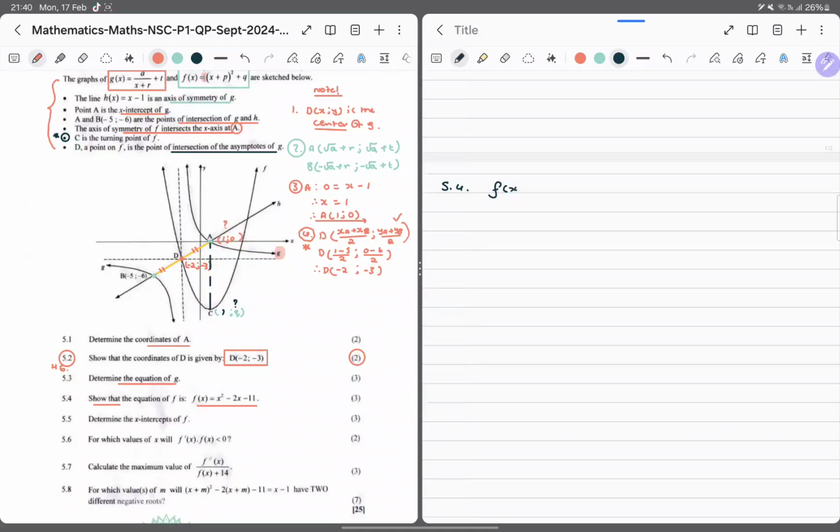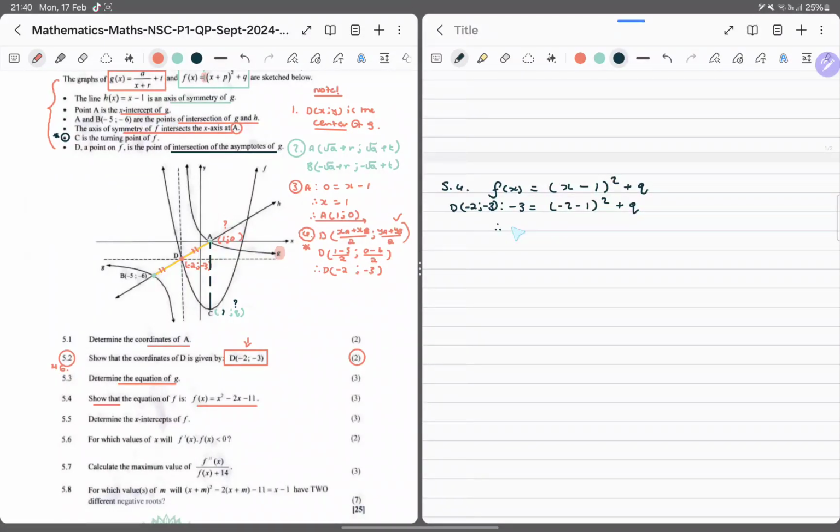So we know that f of x is x. Now we were told the axis of symmetry is through point A. So we will write, this is positive, so we write the opposite sign here, all squared plus q. Again, we have found a point that we proved because this is already given. This is the point on f, so we can use that. So D, which is minus 2, minus 3, will be such that minus 3 is equal to, where x is, we put minus 2, minus 1, all squared plus q.